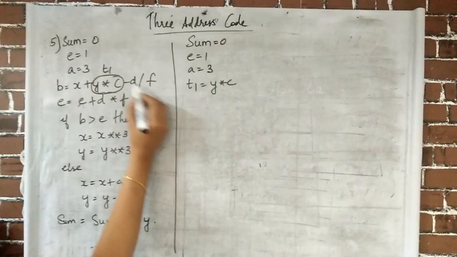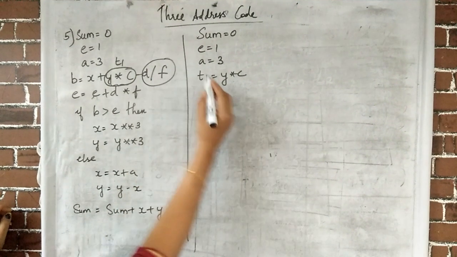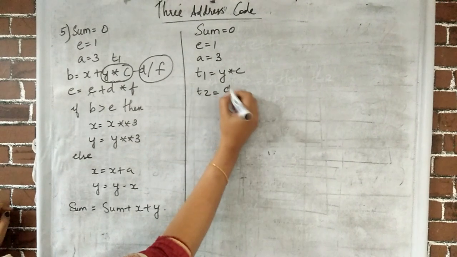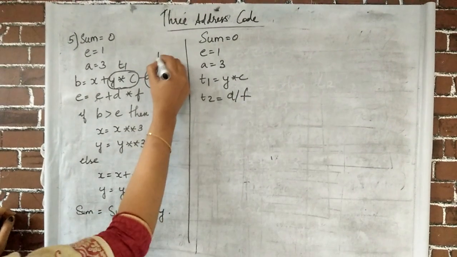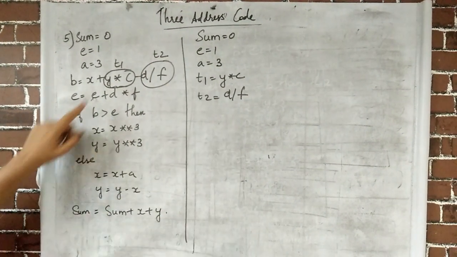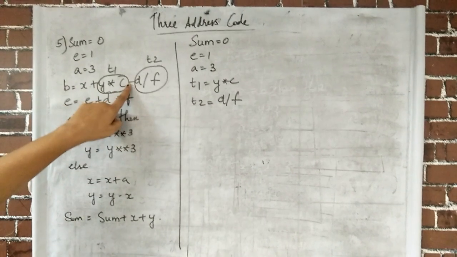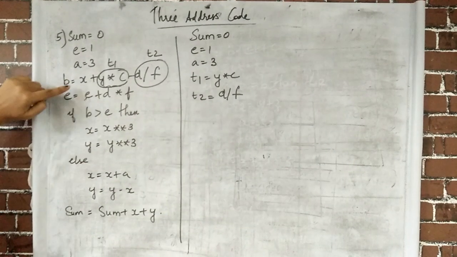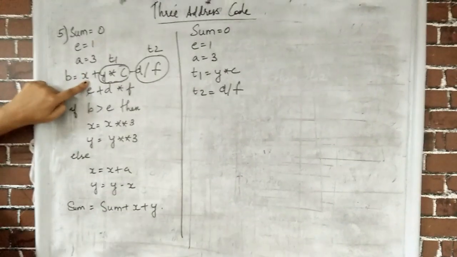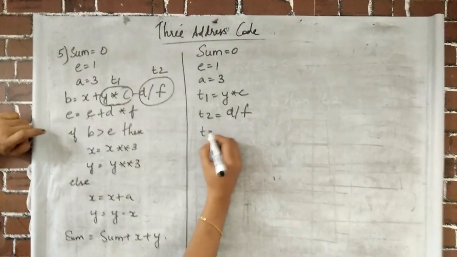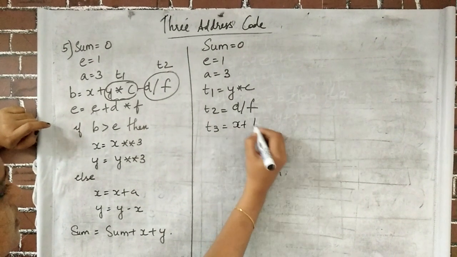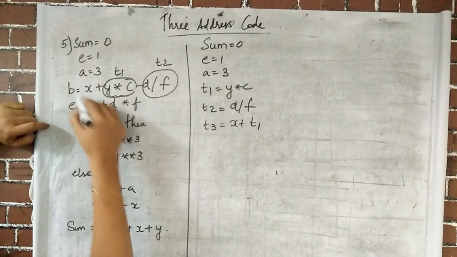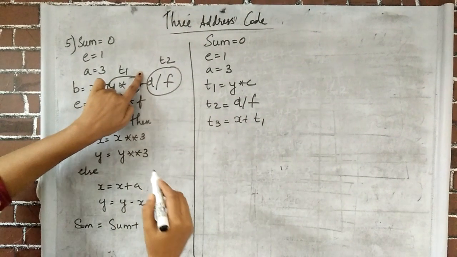Next, the precedence is for the division operation. Now we are going to complete this operation. T2 is equal to B by F. This is available in T2. Now you have plus operation and minus operation. They have the same precedence, so it has to be executed from left to right. So x plus T1. The result up to here is now available in T3.